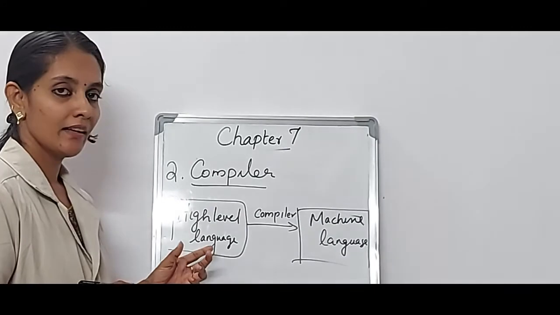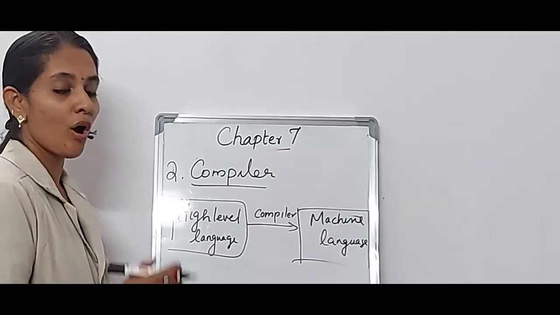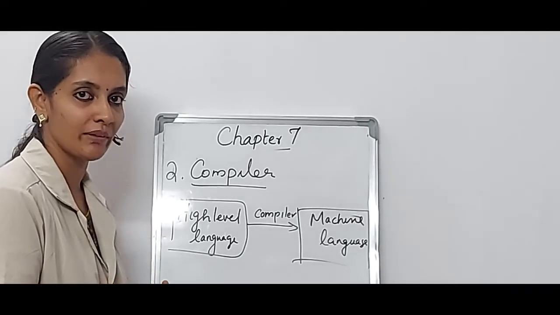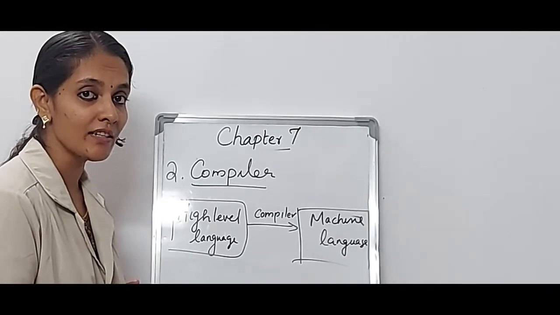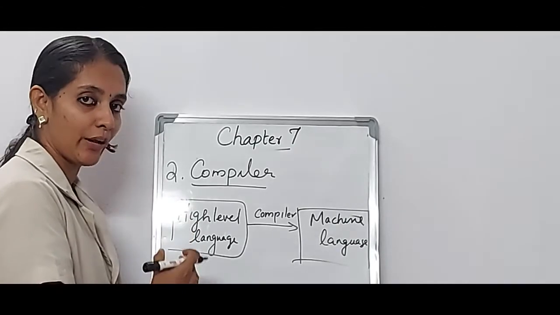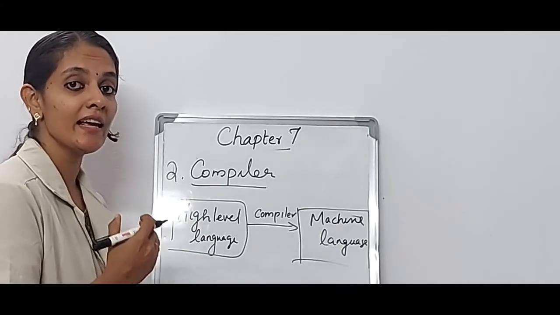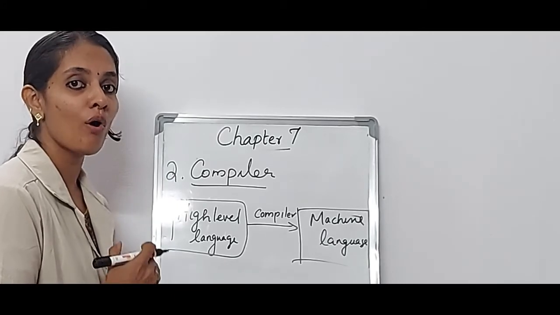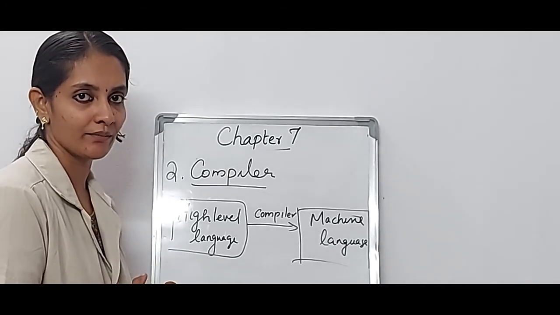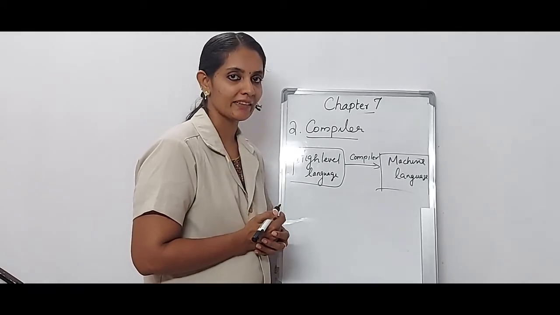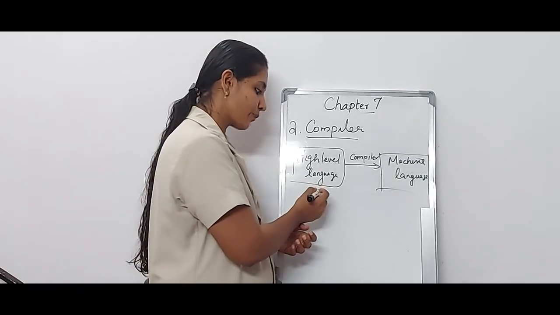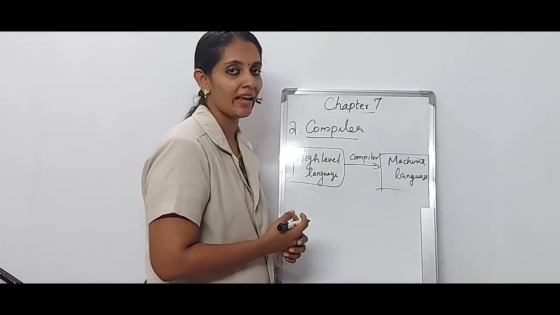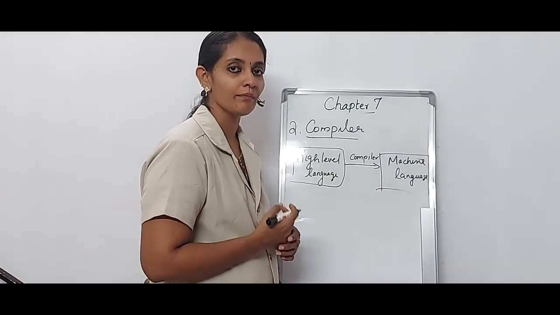In this, the compiler converts the whole high-level language program into machine language at the same time. And it will show the errors of the whole program together. A compiler is a software that converts the entire source program into machine language at the same time, and it will display the errors of the whole program together.